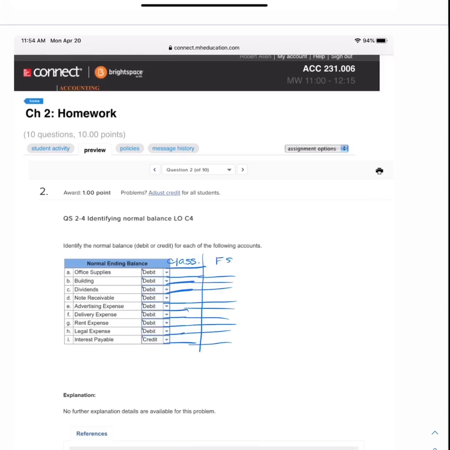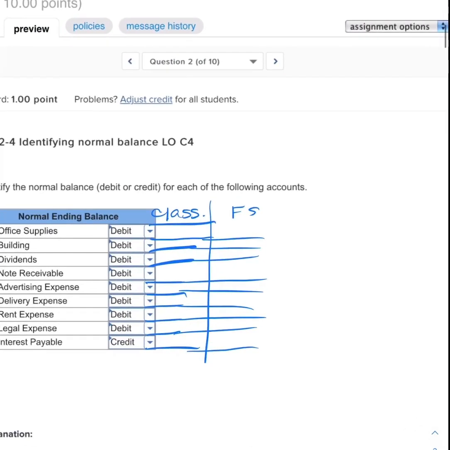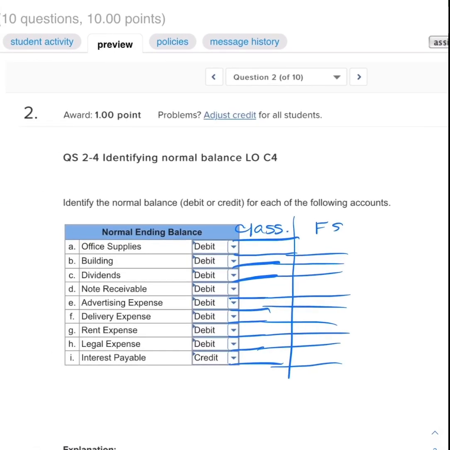So in this case, you have office supplies. Office supplies are an asset. They go on the balance sheet, and assets have a normal balance of a debit. Next, we see a building. A building is an asset, specifically a long-term asset that goes on the balance sheet with a debit normal balance. Dividends are a debit normal balance.